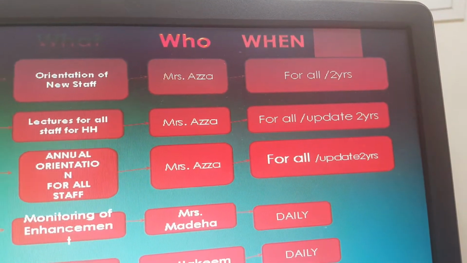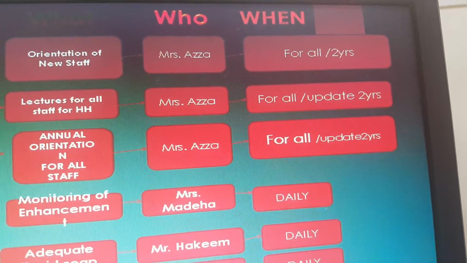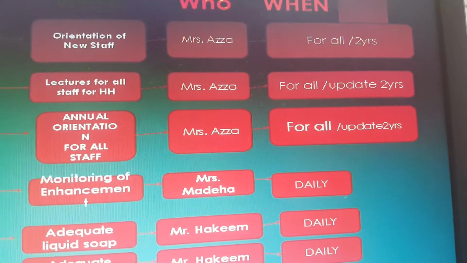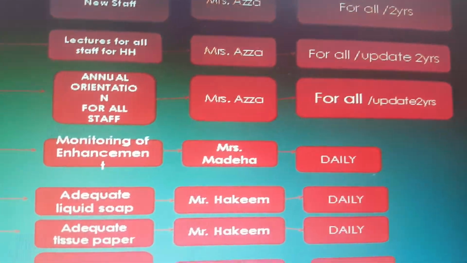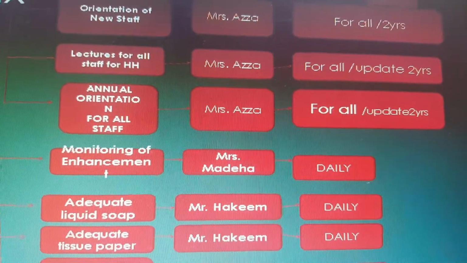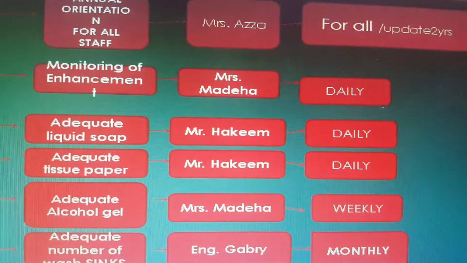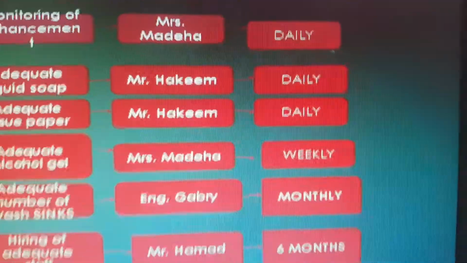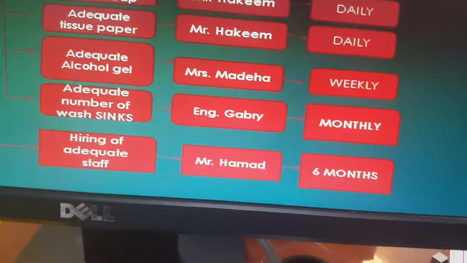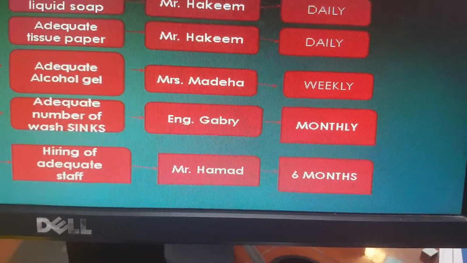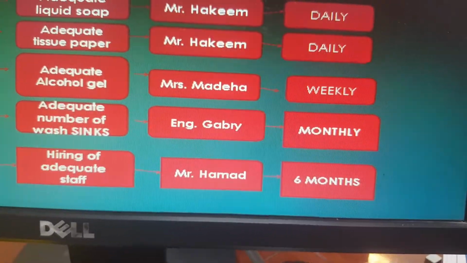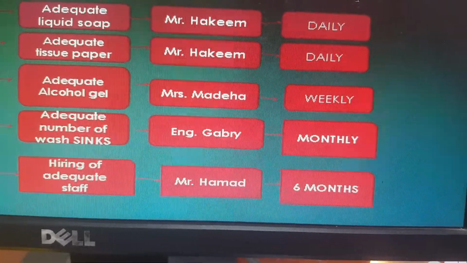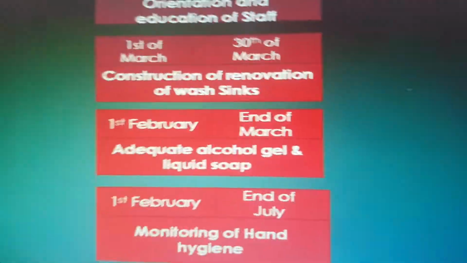For orientation for all staff, it will be updated every 2 years. Lectures will be for all staff. We are making lectures every week for infection control. Annual orientation also, and monitoring of hand hygiene by daily round, Madam Madiha. Adequate liquid soap and tissue paper, Mr. Abdulaziz Al Hakim. Adequate alcohol gel, Madam Madiha, and Engineer Al Gabri is making new sinks in areas that we needed. Hiring of new staff after 6 months.